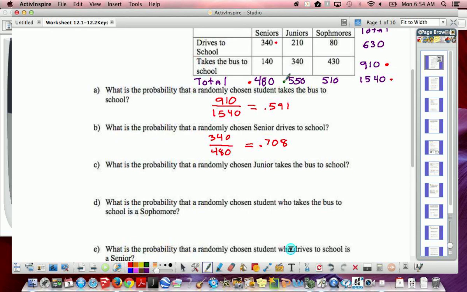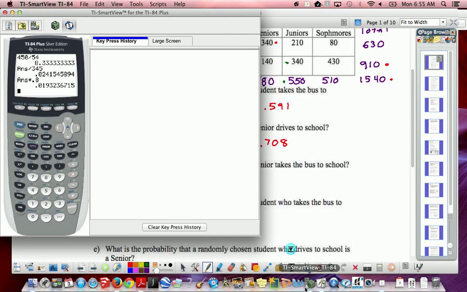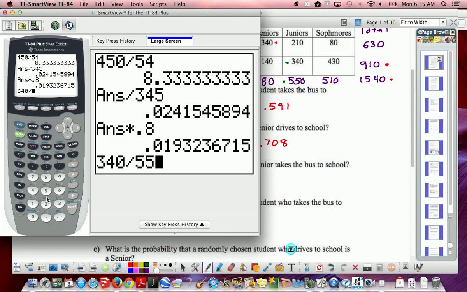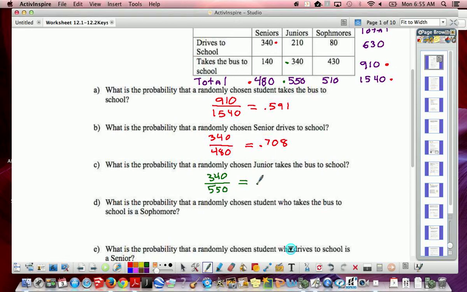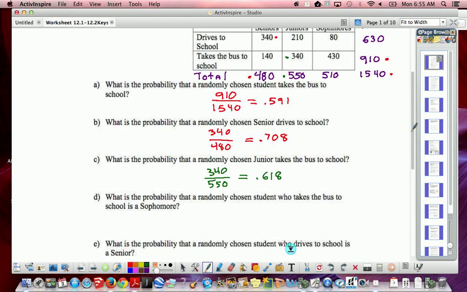The next one is, what is the probability that a randomly chosen junior takes the bus to school? So now we're talking about our juniors. We have a total of 550 juniors. We want to know how many of them take the bus to school. Well, that's 340. So 340 divided by 550, let me just type that in, ends up being 0.618. So the junior takes the bus to school with probability 0.618.